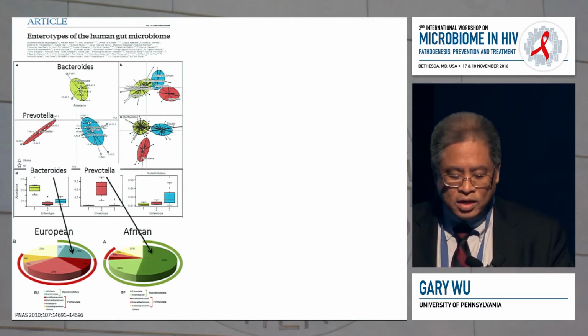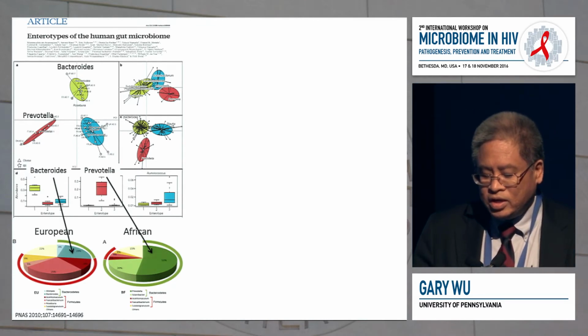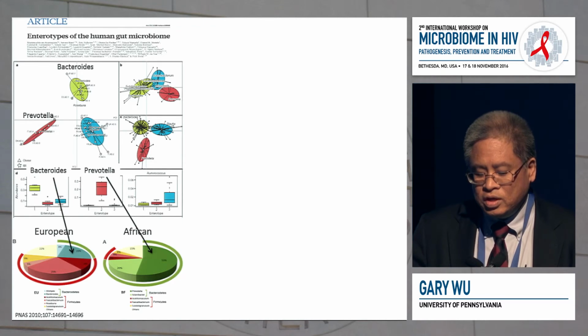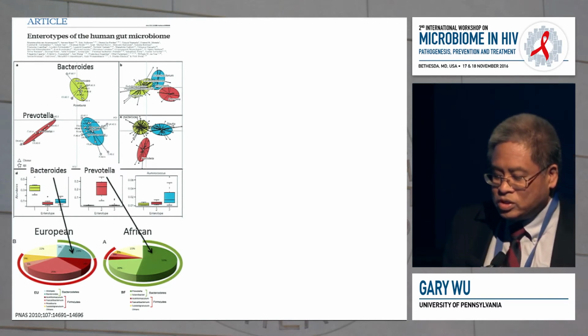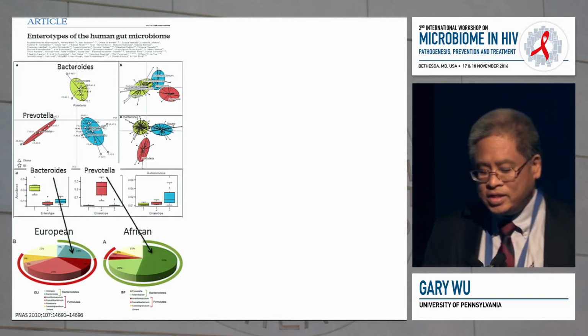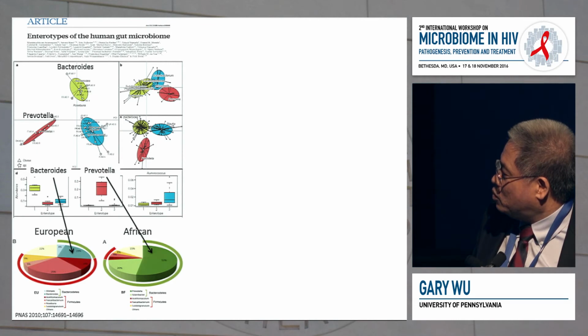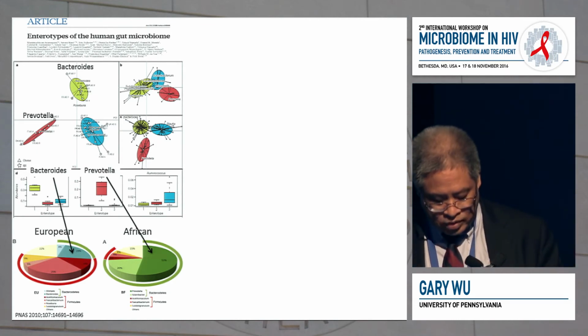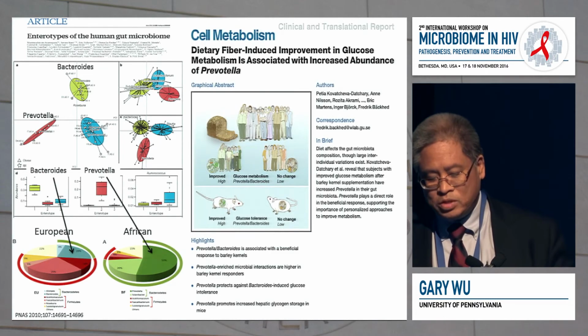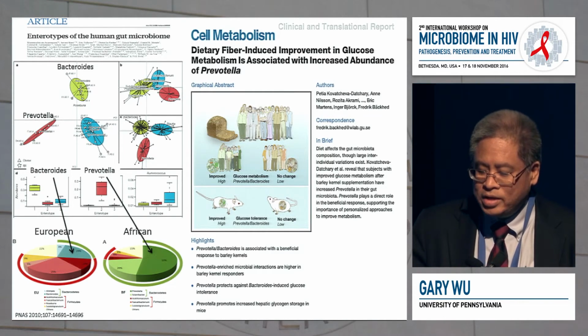So the interesting thing is that individuals largely living in more agrarian cultures tend to have a higher abundance of Prevotella and lower abundance of Bacteroides. And individuals living more in industrialized nations have just the opposite, higher levels of Bacteroides and lower levels of Prevotella. So why do I tell you about this? Well, there was a paper that was published by Frederick Backhead, which I think was quite interesting.